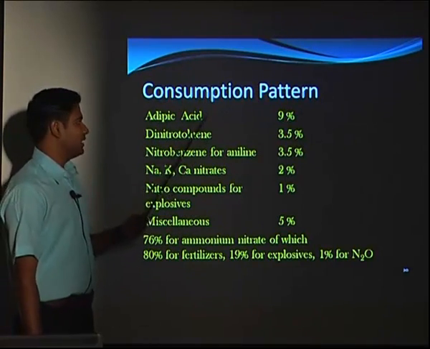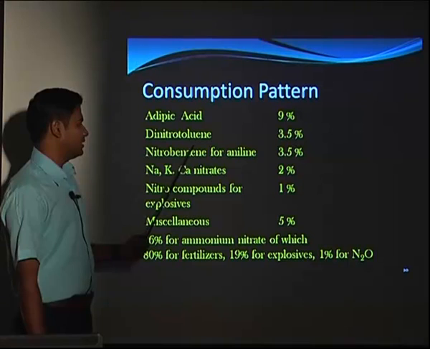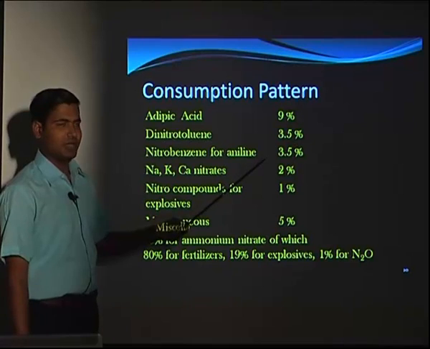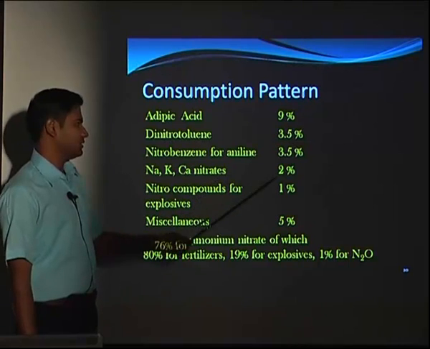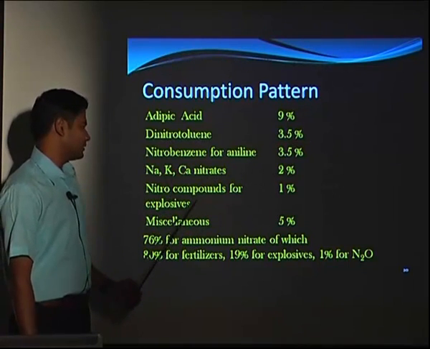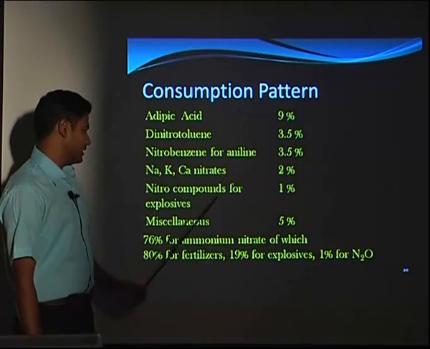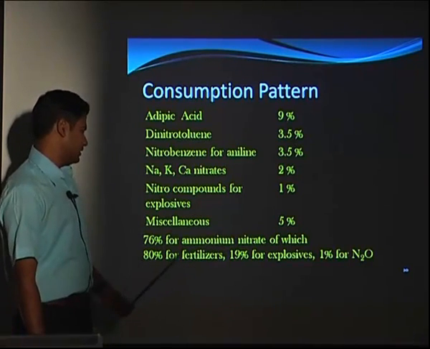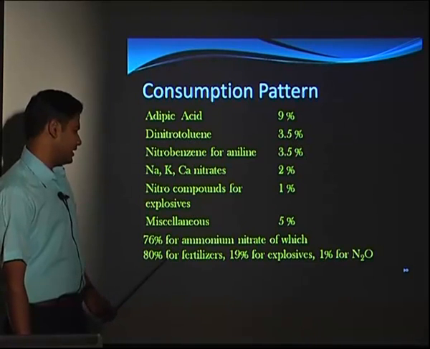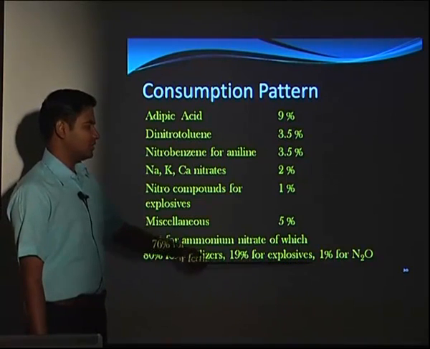Then the nitric acid is mainly used to form adipic acid, which is 9%, then dinitrotoluene 3.5%, nitrobenzene, which is used for aniline production, which is 3.5%, then sodium, potassium, and calcium nitrates 2%, the nitro compounds for explosives 1%, and the other is 5%. So the rest, 76%, goes to ammonium nitrate, of which 80% is for fertilizers, 19% for explosives, and 1% for N2O.